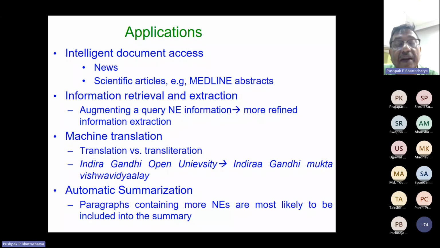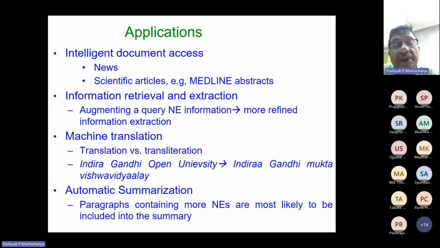In automatic summarization, paragraphs containing more named entities are most likely to be included in the summary. Typically the sentences which contain the named entity cannot be dropped in the summary. So suppose there is an article on Delhi, and the word Delhi appears in a sentence, and maybe after that it is referred to by a pronoun. The sentence where Delhi appears as a name and not as a pronoun is very likely to be included in the summary, because most probably Delhi is being introduced the first time there. Delhi is the capital of India. It is a very popular city. It transacts a lot of financial businesses and so on.